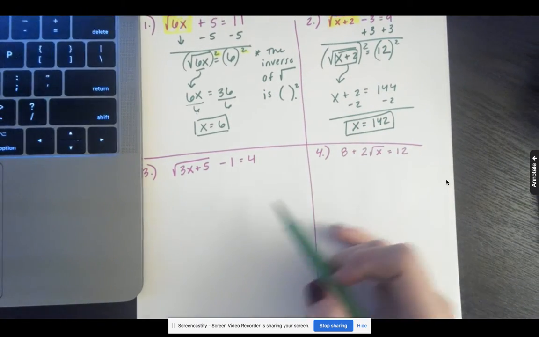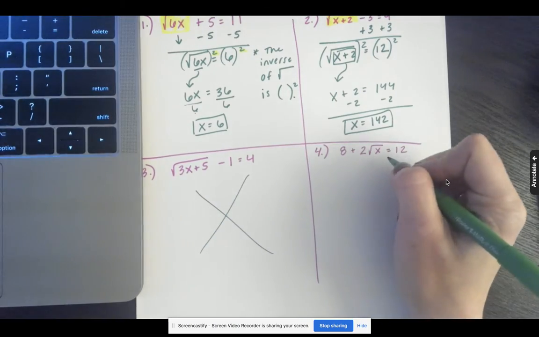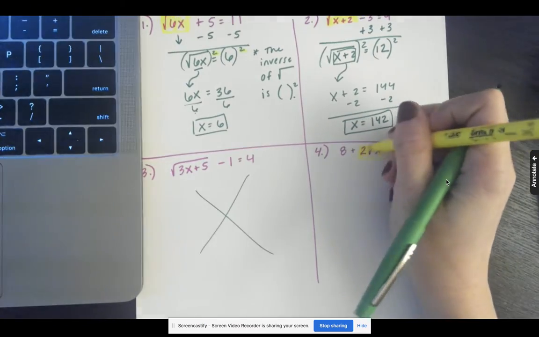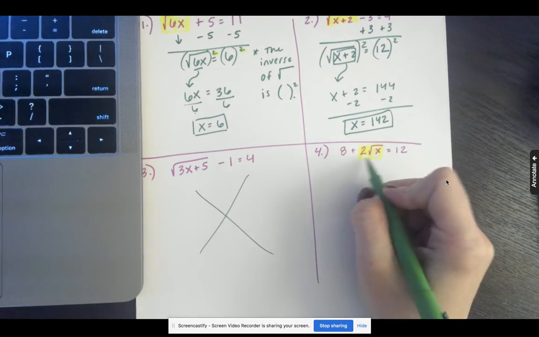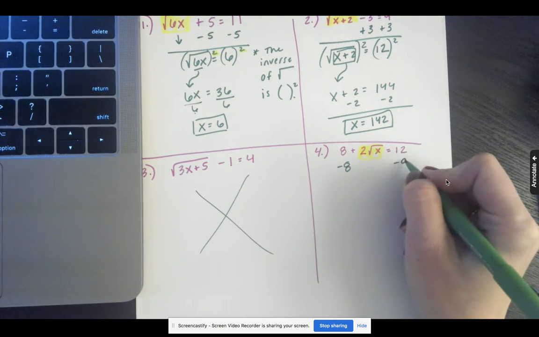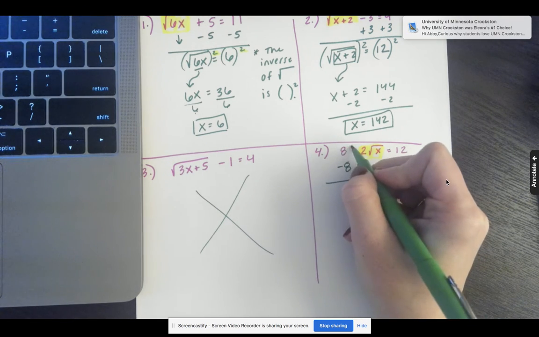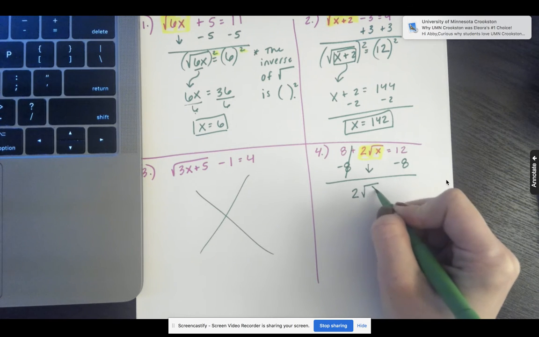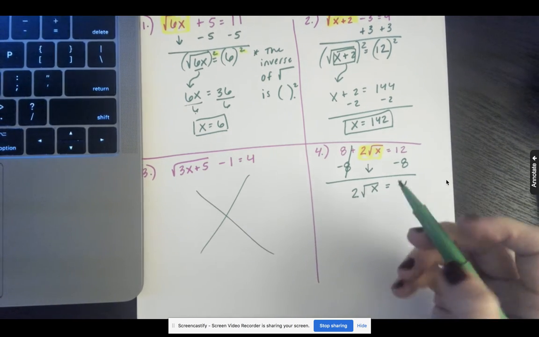Okay, I'm going to look at this one. I'm going to skip number 3 just for the sake of time. All right, so here, this one looks a little different. It's rearranged, but I'm using the same process. To get this isolated, I need to subtract 8 from both sides. Remember, if there's nothing in front of the 8, it's positive. That cancels out. So I'm left with 2 square root of x equals 4.